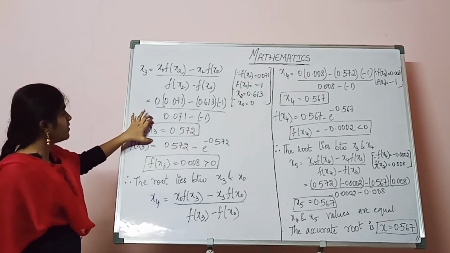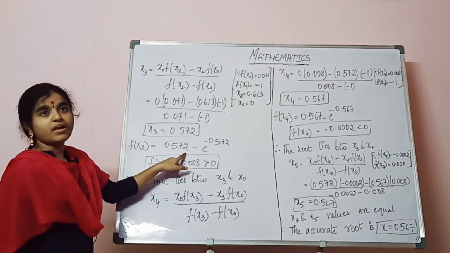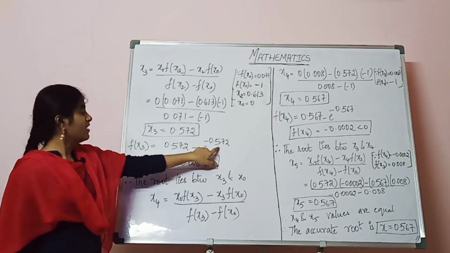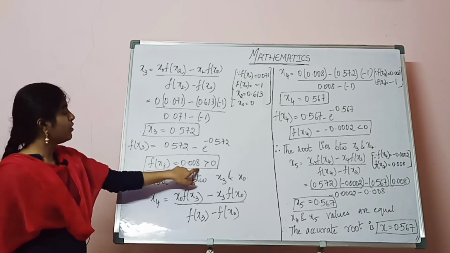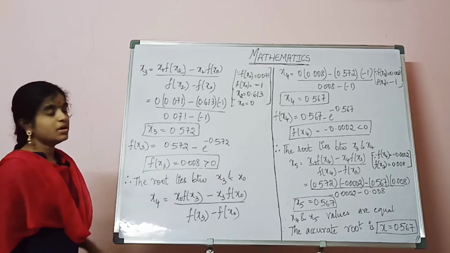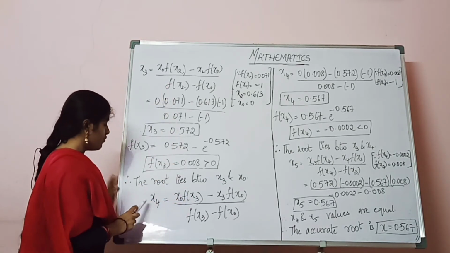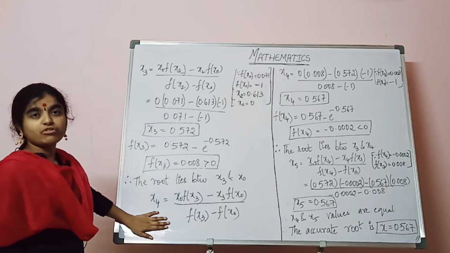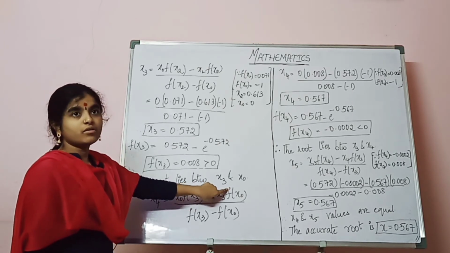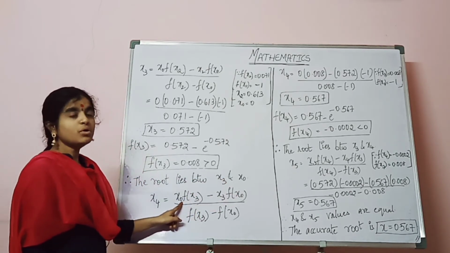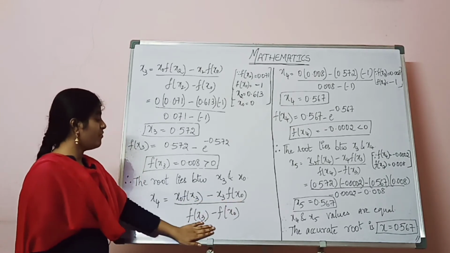Now we have to do f of x3. We substitute this x3 in the given equation. So 0.572 minus e power minus 0.572. What did we get? The f of x3 value is 0.008, which is greater than 0. Then we can say that the root lies between x3 and x0. So what formula will we get here for the approximation? x4 equals, where is the root lying? x3 and x0. So x0 into f of x3 minus x3 into f of x0, divided by f of x3 minus f of x0.